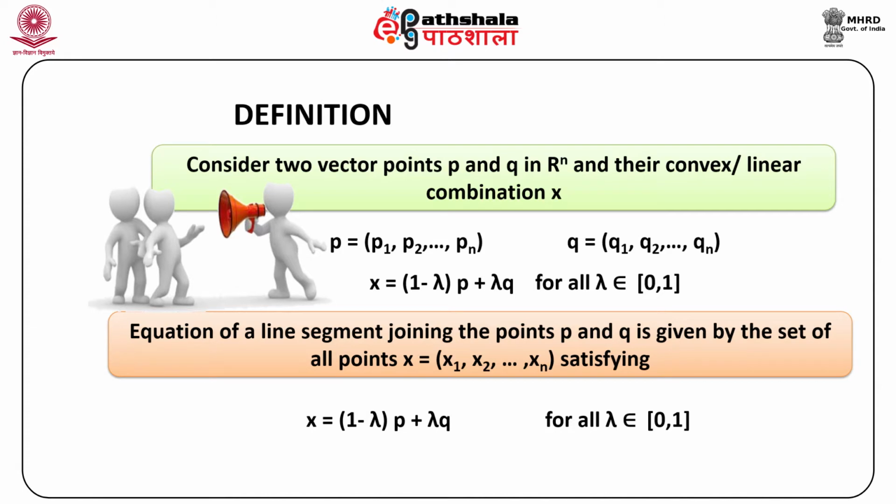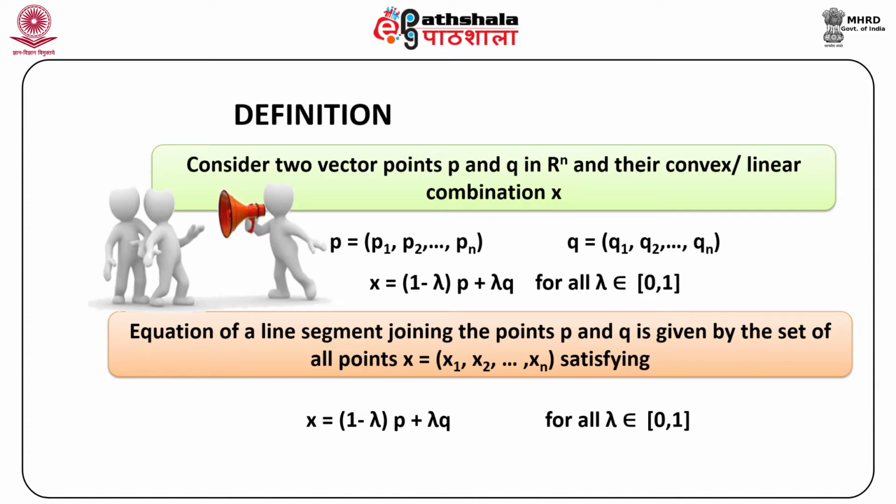It is meaningful to have a formal definition of a convex set that could be subjected to various algebraic manipulations. Consider two vector points P and Q in Rn and their convex or linear combination x. P is equal to (P1, P2, till Pn). Q is equal to (Q1, Q2, till Qn). x is equal to (1 minus lambda) P plus lambda Q for all lambda belonging to the closed set [0, 1].